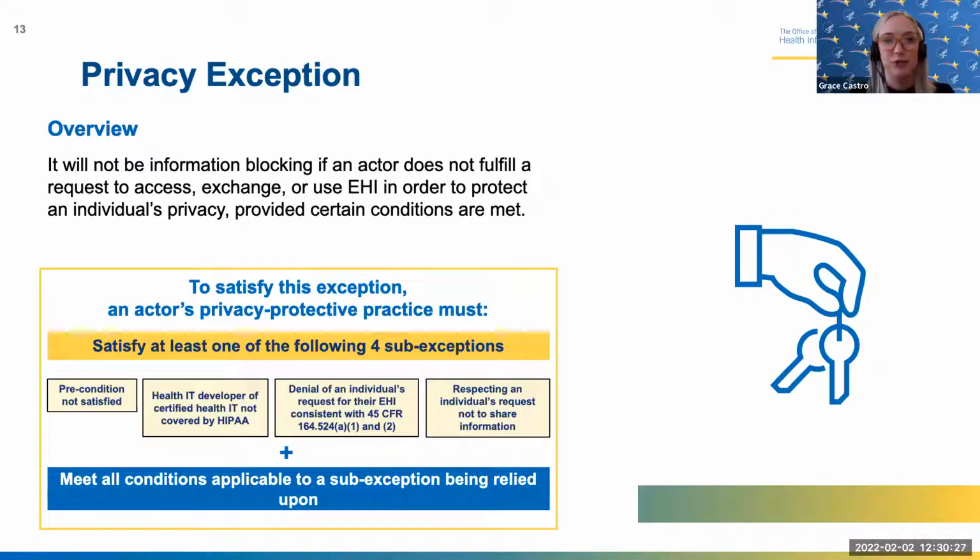I think about these four sub-exceptions as top layers, kind of like the layers of an onion. Each of these four top layers has layers beneath it that must be met in order to qualify for the privacy exception. We're going to talk about a couple of those in some more detail. Unfortunately, I don't have time to get super deep into the weeds on each of them for today's presentation, but we are going to touch on a couple of them. If you are interested in learning more about what is explicitly required for each of these top layers, please see the regulatory text or the preamble text in our final rule. We go into a lot of detail about the elements that are required to meet each of these sub-exceptions. So with that, let's move to the next slide, please.